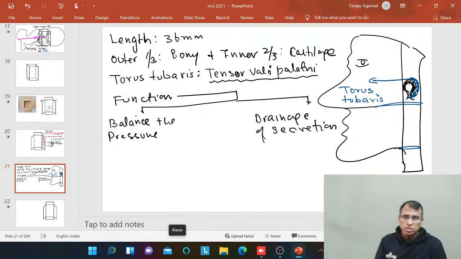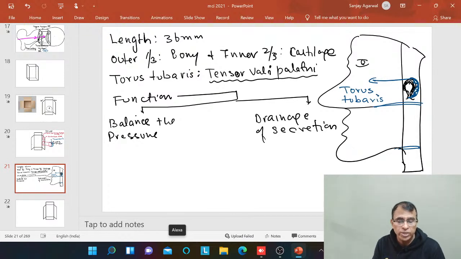The air in the middle ear gets used up by the tissues. They need oxygen, right? Oxygen gets used up, so the air pressure goes down. Negative pressure starts to develop. So you need fresh air. The only route to enter the middle ear is the Eustachian tube. There is no other way into the middle ear. The Eustachian tube is the only route.